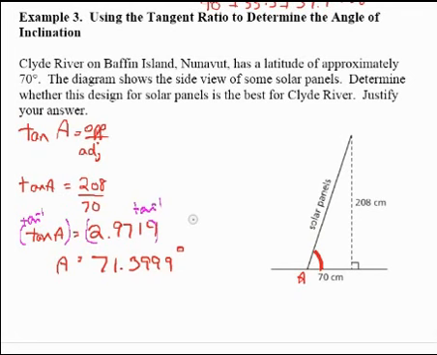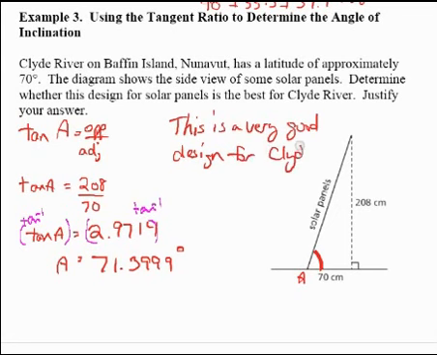That's how big the angle is. Is this best for Clyde River? Let's say this is a very good angle. Very good design for Clyde River, because it is very close to 70 degrees.